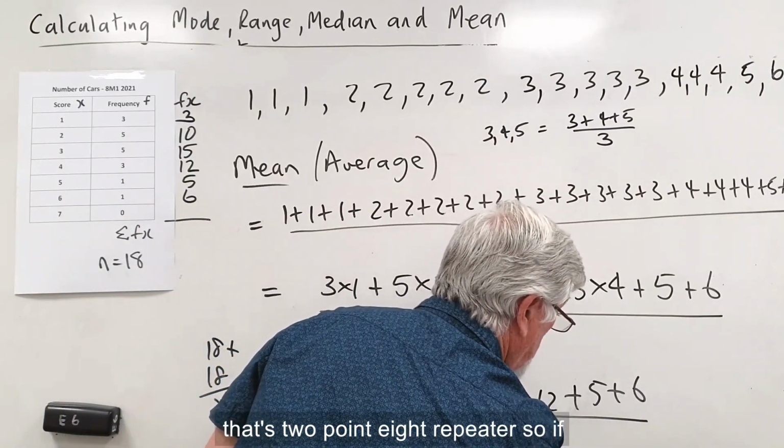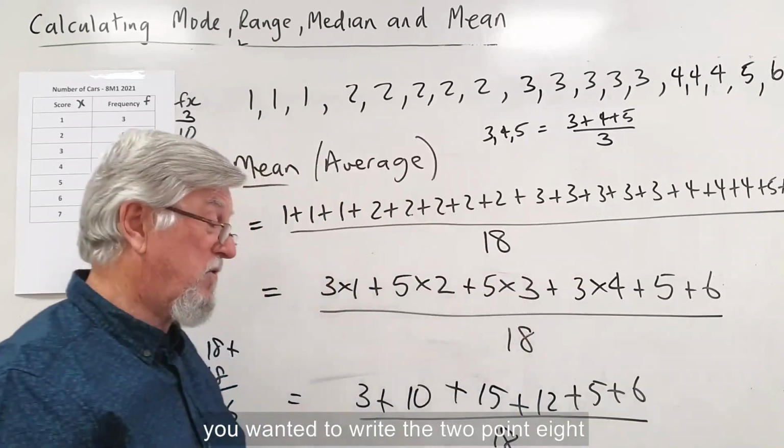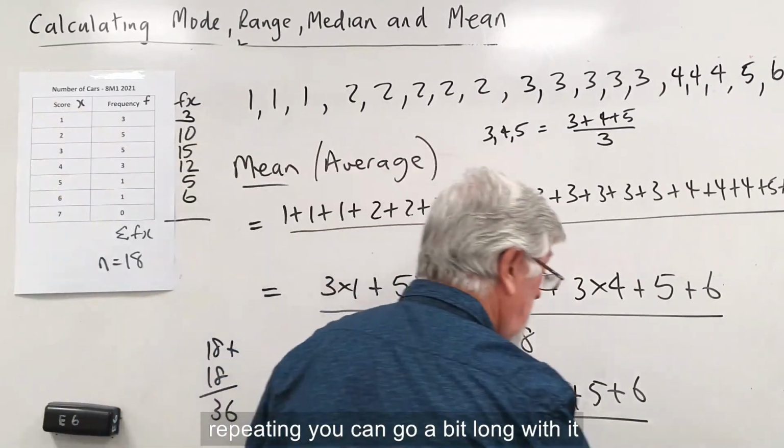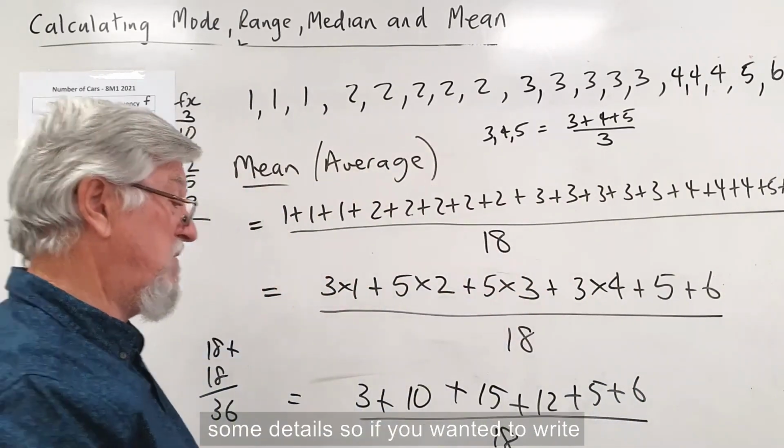Now I know that that's 2.8 repeater. So if you wanted to write the 2.8 repeater, you can. Going a bit long-winded now. This is just extra for those who want some details.